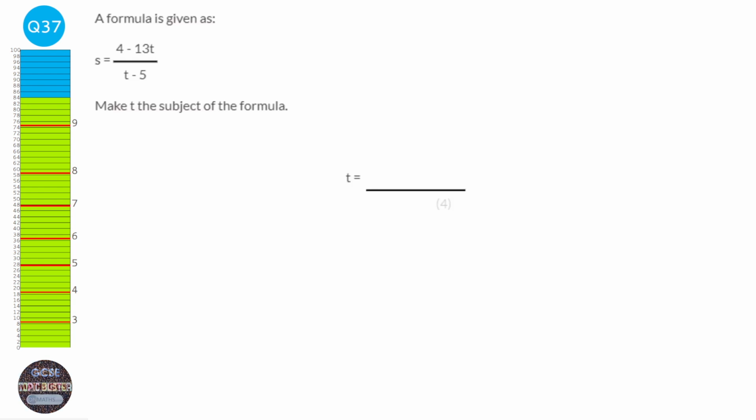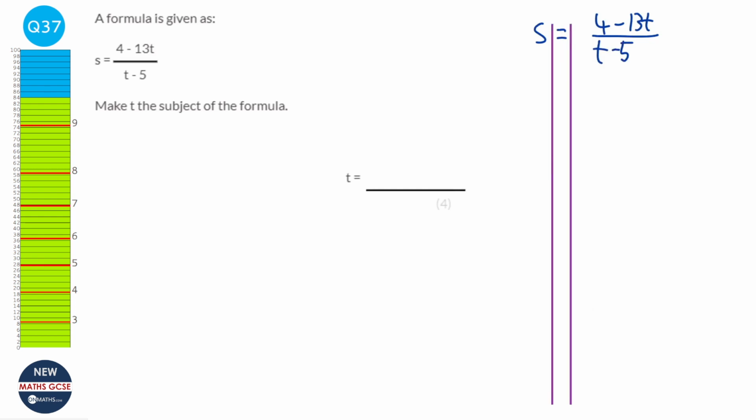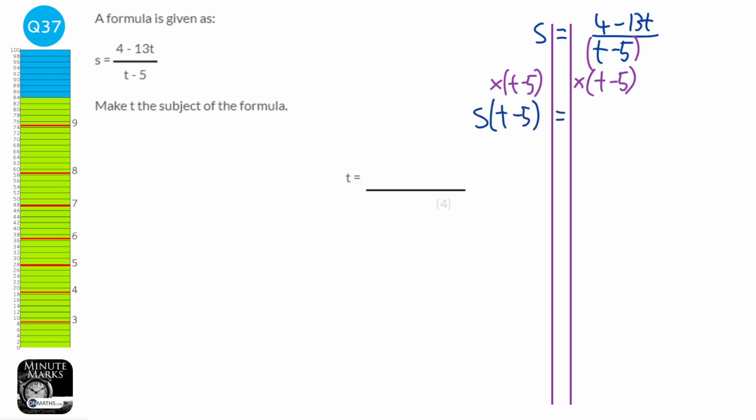We're going to write this out again just to give us a bit more space. So we've got s equals 4 minus 13t over t minus 5. Okay, so the first thing I need to do is get rid of this fraction. Always get rid of any fractions. I'm going to do that by multiplying both sides by t minus 5. So we're going to end up with s brackets t minus 5 equals 4 minus 13t.